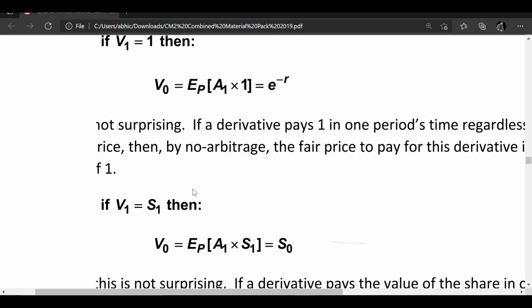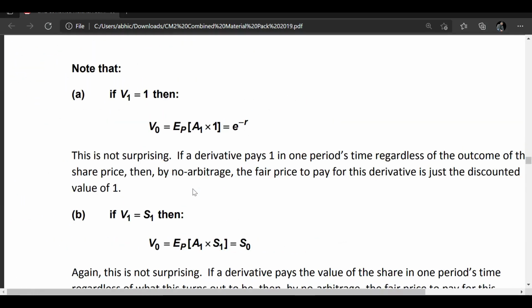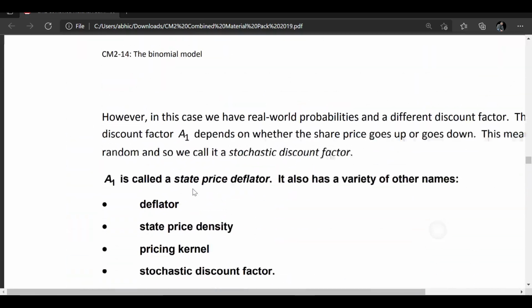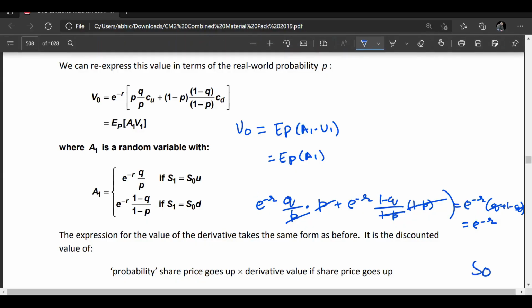There is another case where V1 is equal to S1. What happens if V1 is equal to S1? So now the price of the derivative is the same as the share, right? So how will that work out? Let's just see.